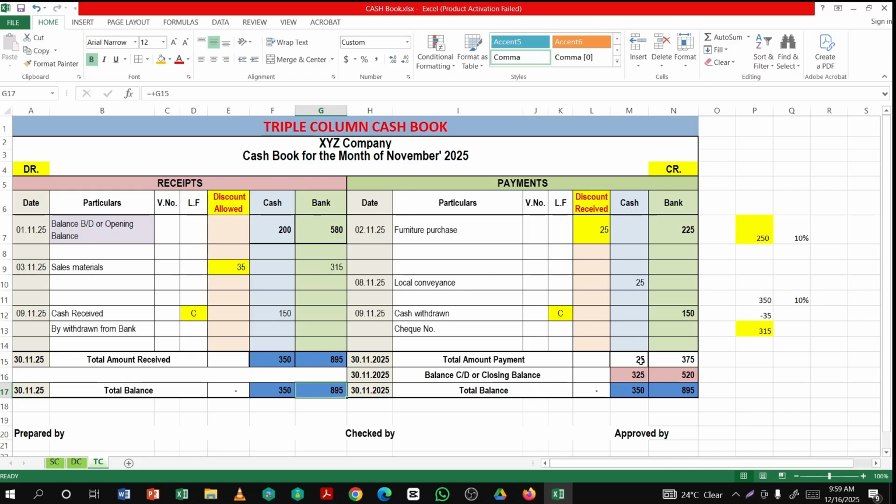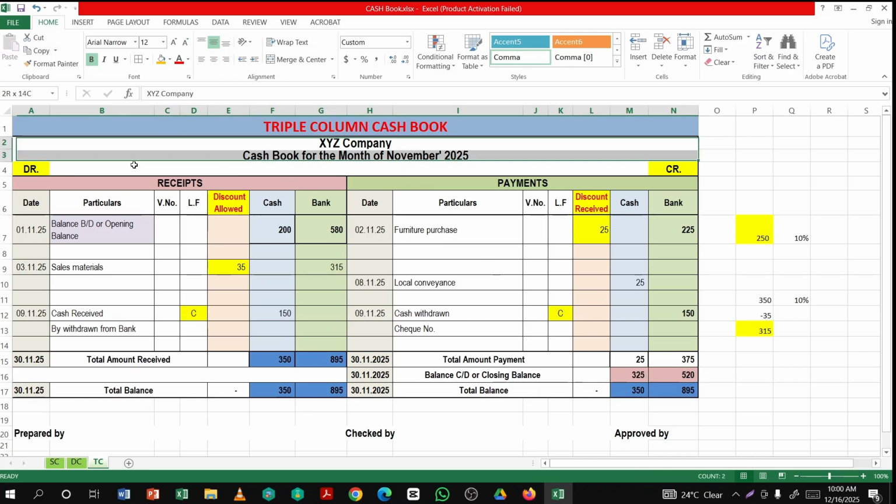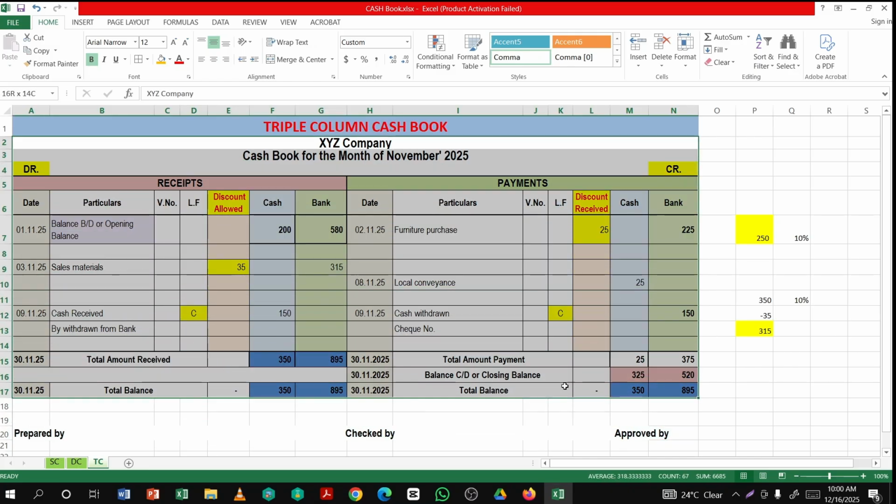895. Payment made by cash 25 and bank payment 375. Now closing balance: 350 minus 25, that is 325, and bank balance 895 minus 375, that is 520. This is closing balance of cash and bank. These are the details of triple column cash book format.